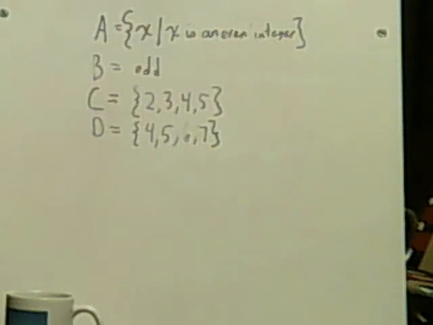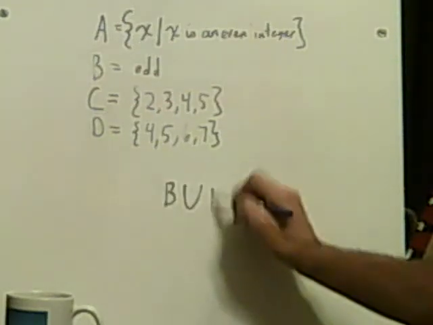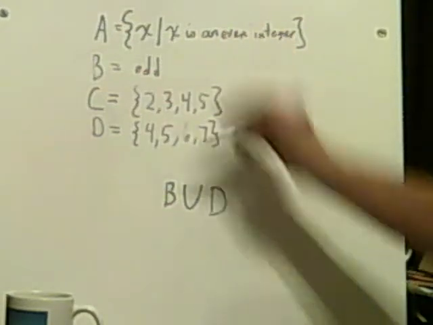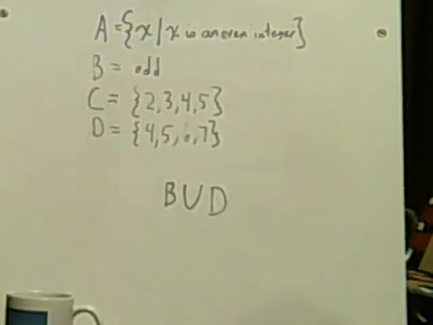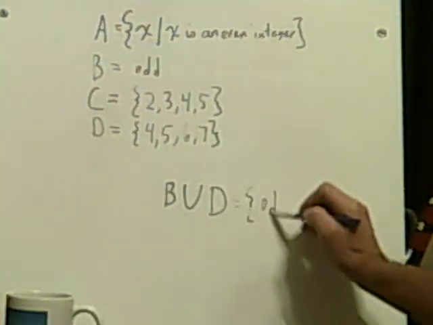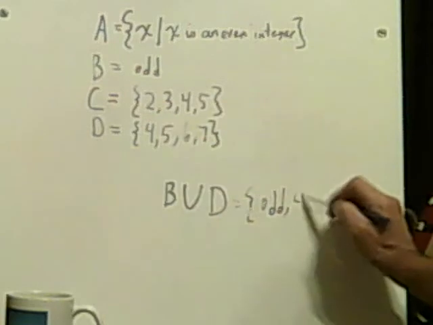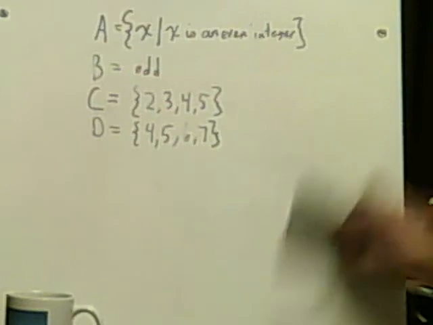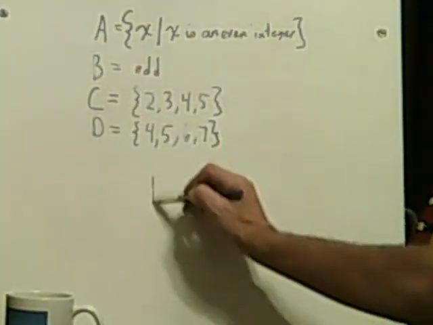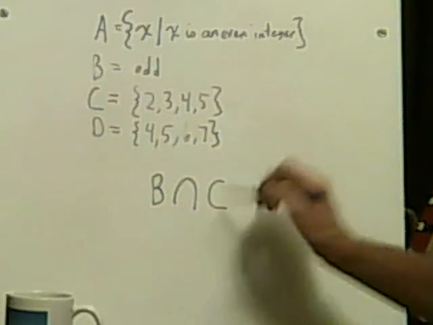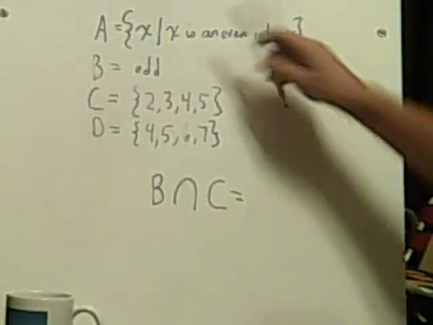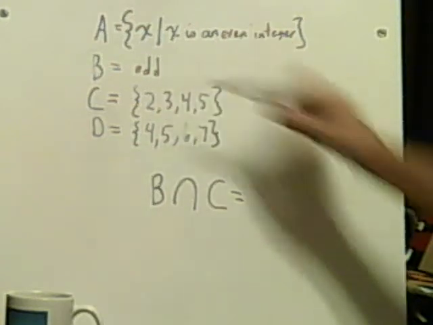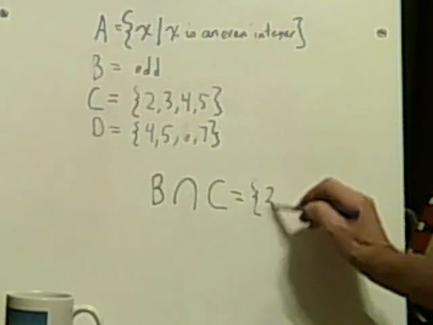Okay, the fourth one, number 8, is B union D. In other words, it's going to be the odds plus those elements that are in D. And that's going to be equal to the odds plus 4 and 6, which are the only even integers in set D. Okay, number 10 is B intersect C. B intersect C, that's going to be the odd integers intersected with set C. That'll be all of the odd elements of set C, which is 3 and 5.